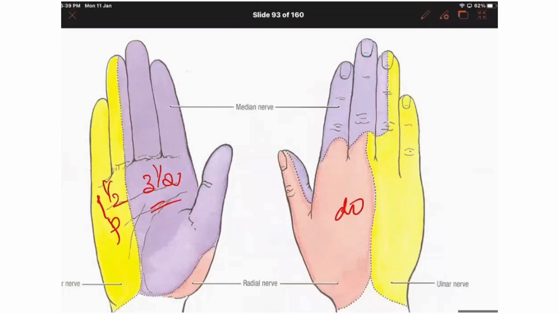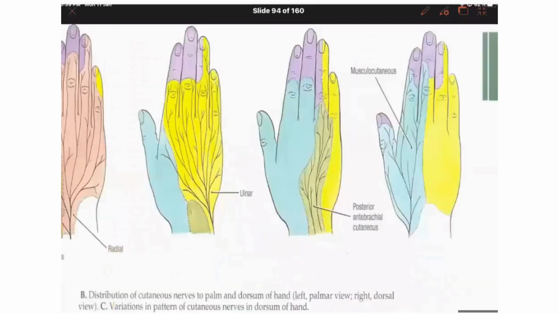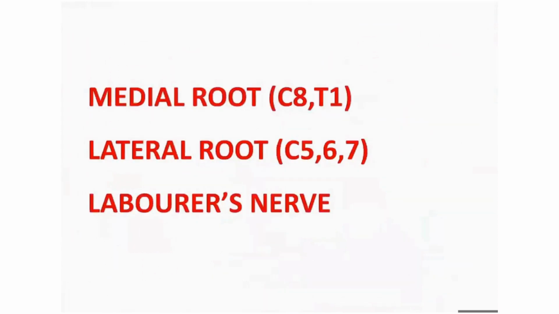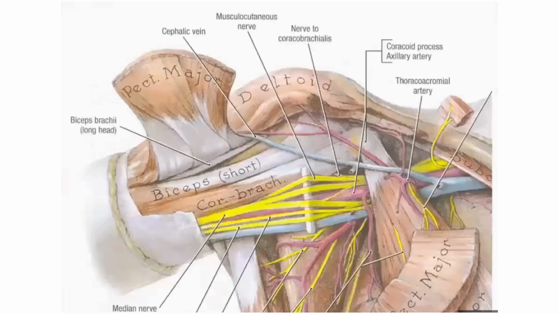It ends on the hand by supplying all the muscles, right? That we finished already, you know, right? It is supplying the palmaris brevis, hypothenar eminence, lumbricals and interossei. Ulnar nerve is otherwise called musician's nerve. Median nerve is otherwise called labourer's nerve, right?